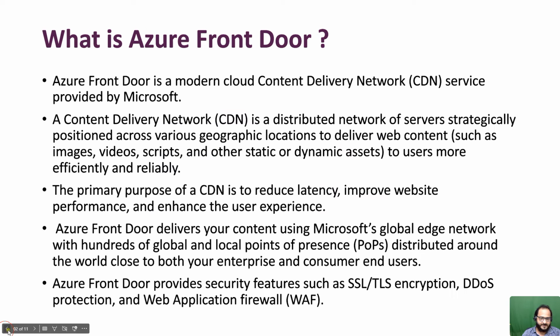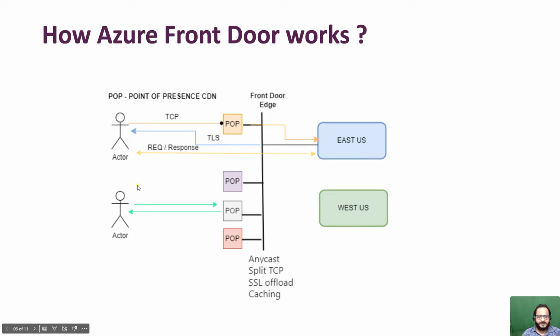If I go to my previous slide, you can see a content delivery network is a distributed network of servers positioned across various geographic locations to deliver web content to users more efficiently and reliably. So what is happening here, basically? Suppose this user is requesting some content from this particular web server which is hosted in the East US region. The first thing he will do is establish a connection to this particular region, or to the particular application hosted in this region, through the TCP protocol. Then he will get some kind of confirmation that the connection is established.